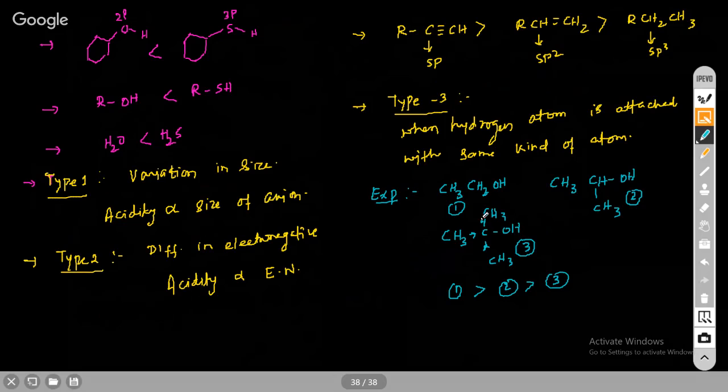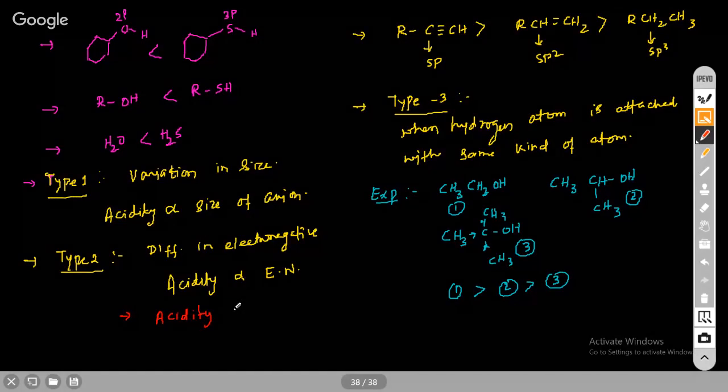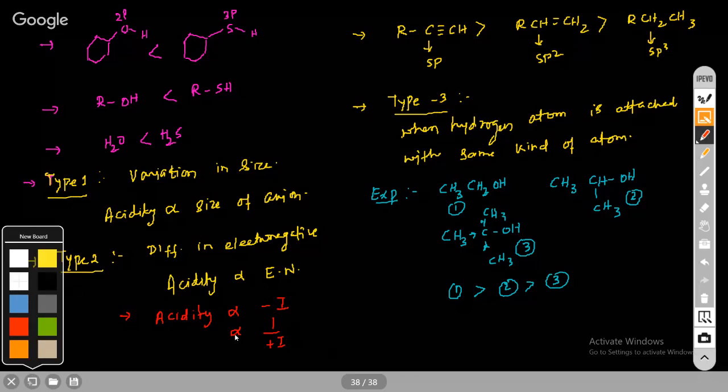So what general thing we can write here: for type 3, acidity is directly proportional to minus I effect and inversely proportional to plus I effect. Yes. Now just one or two more examples we'll see.